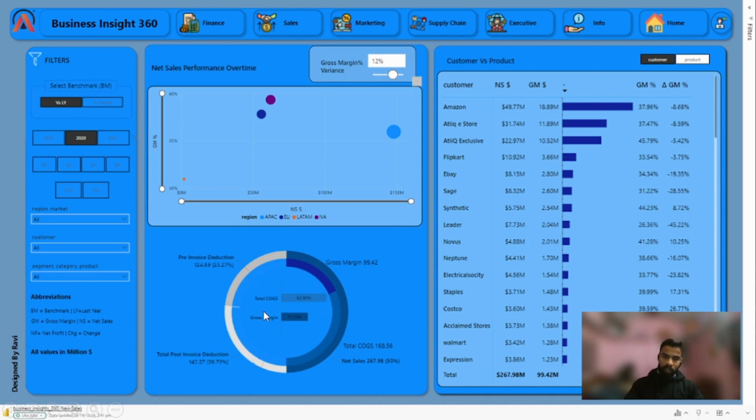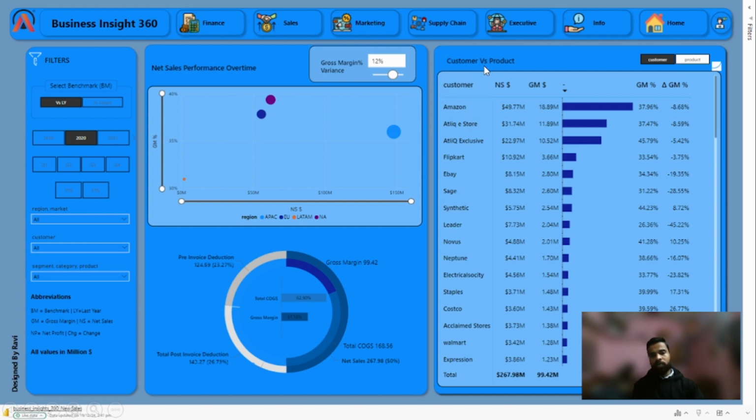Here, this is the donut chart. This shows the COGS, meaning cost of goods sold. That is 62.9%, and we have a gross margin of 37.10%. That clearly indicates that we have a low gross margin percentage due to high COGS. And here we have pre-invoice deductions like 23.7%, and total post-invoice 26.73%. That is a clear indicator that we have to increase our gross margin percentage and decrease the COGS to increase profit.